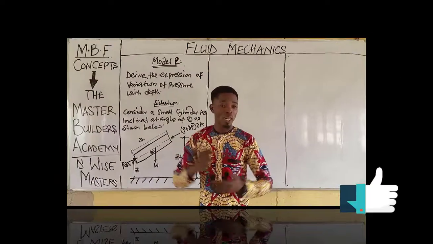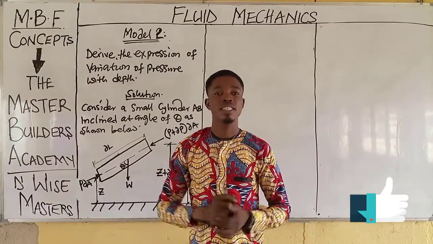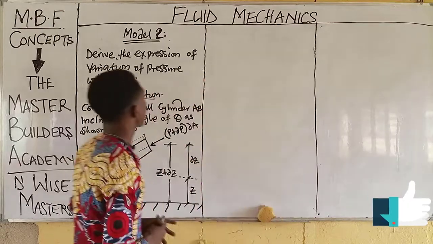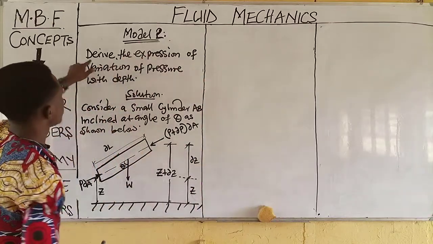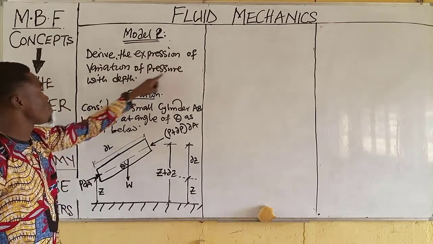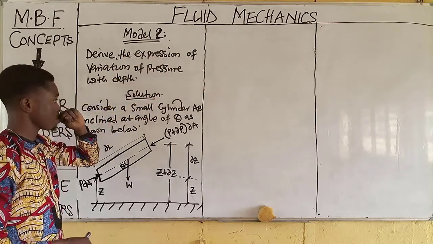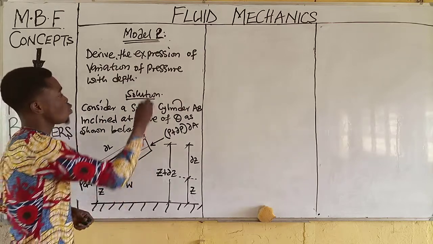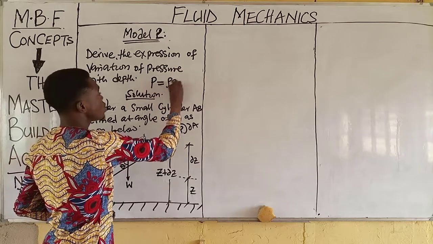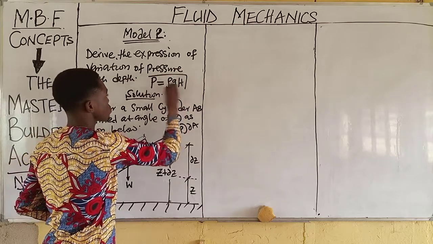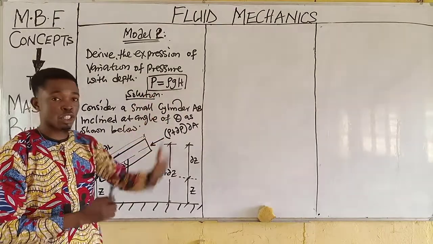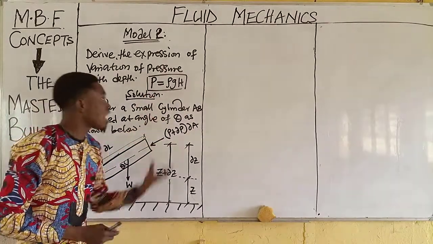Hello viewers, welcome back to part 2 of this fluid mechanics derivation of formulas. On the board we have model 2. We are asked to derive the expression of variation of pressure with depth. What we are actually asked to look for is that we should show that P is equal to rho GH. This is the pressure variation with depth. Now, how do we get this done?